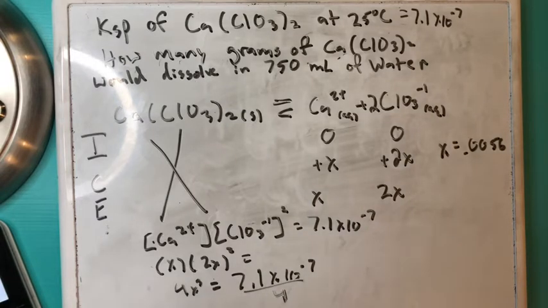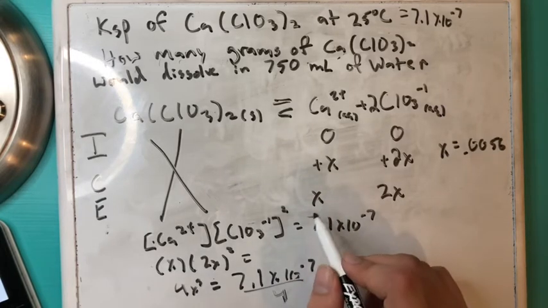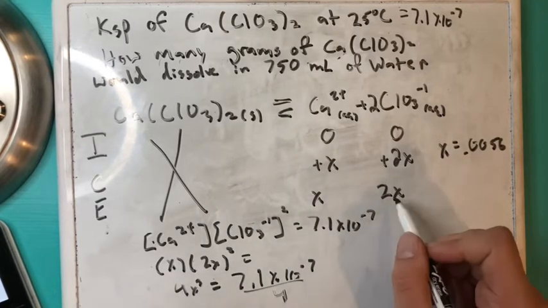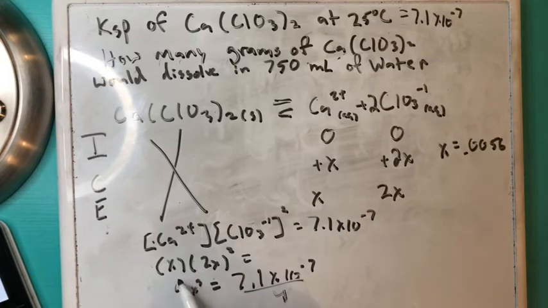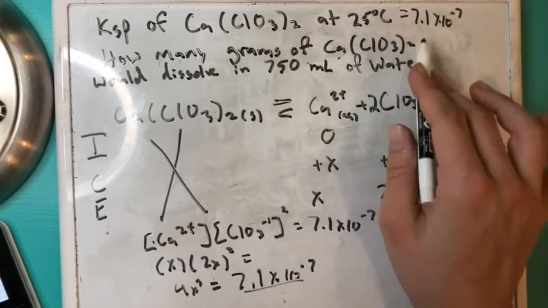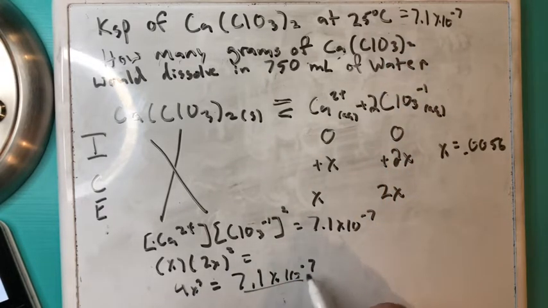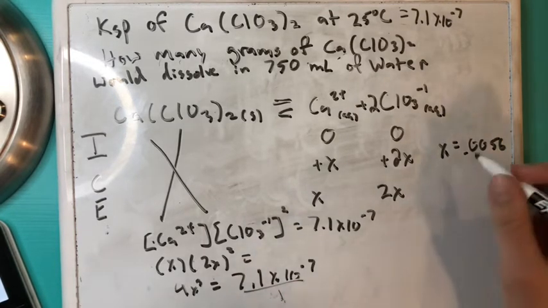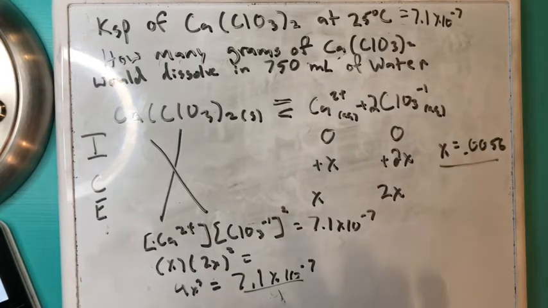So just to go over what I did, we got the X and we plugged it in for the calcium because that was the equilibrium concentration of calcium. The 2X for the chlorate, we plugged it in there. X times 2X squared is the 4X cubed equals our KSP, which was 7.1 times 10 to the -7th. I divided by the 4, took 7.1 times 10 to the -7th, divided it by 4, and took the cubed root of all of it, and I got the value over here.